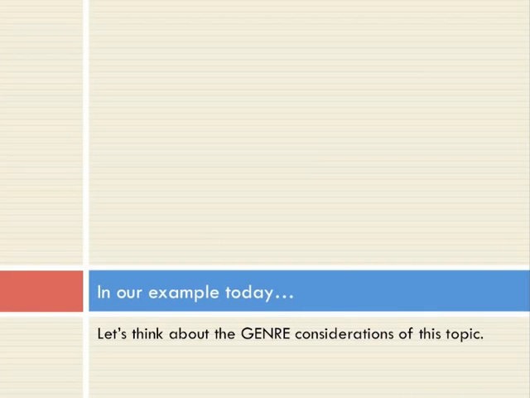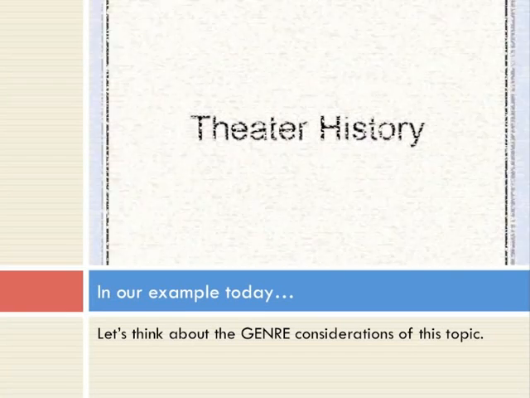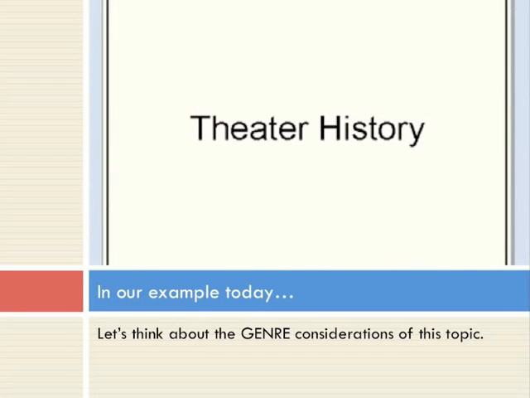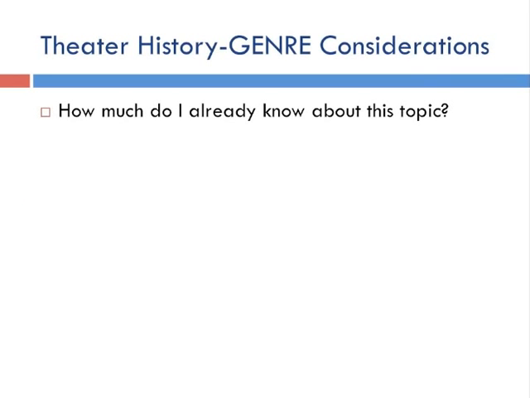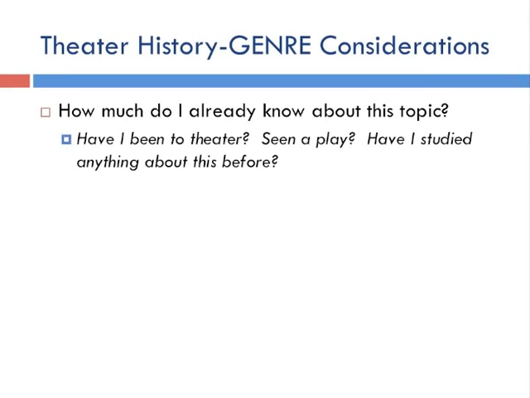Now let's look at these a little more in detail. What are some genre considerations of the topic of this listening passage? Well, in our example today, the listening passage involves theater history. So let's think for a moment about what we need to consider. We should always think first, what do we already know? Do we know much about the theater? Have we seen a play? Have we studied anything about the history of theater before?